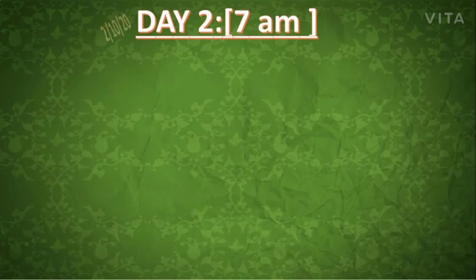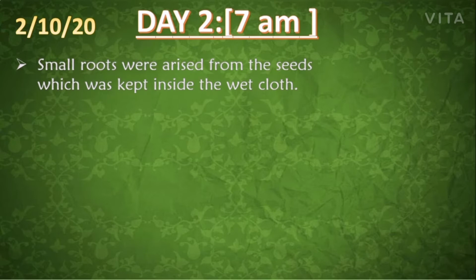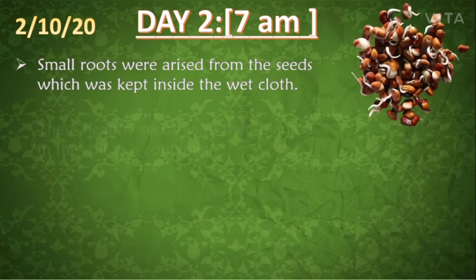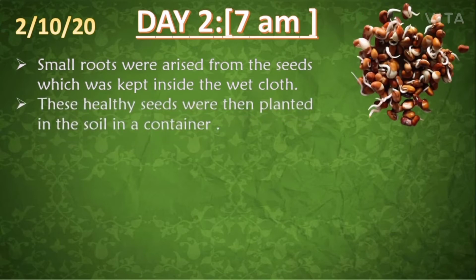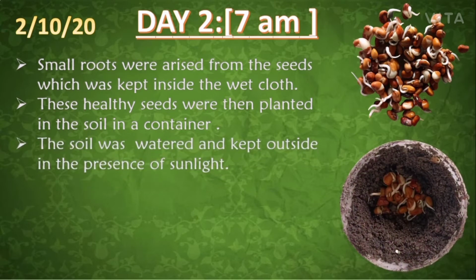Day 2. Small roots were raised from the seeds which were kept inside the wet cloth. These healthy seeds were then planted in the soil in a container. The soil was watered and kept outside in the presence of sunlight.